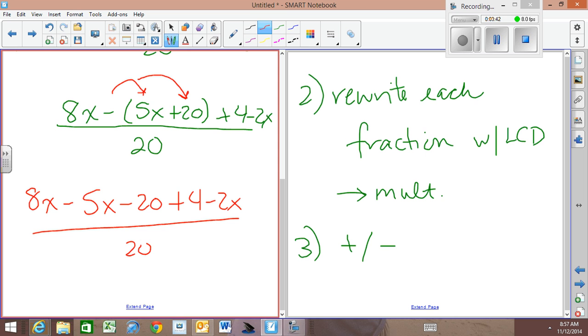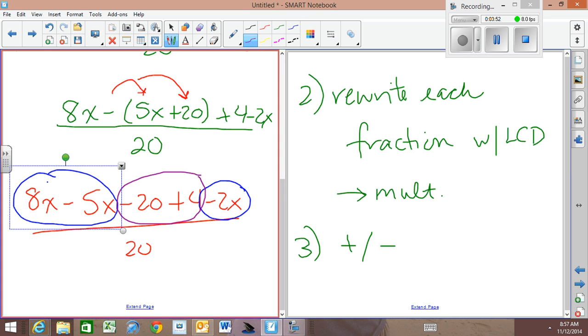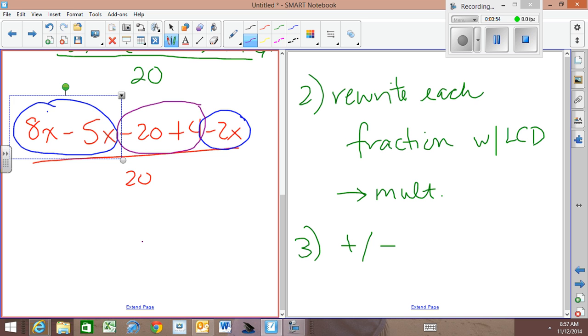And now I'm just going to work to combine like terms. I can combine my x terms, and I have 3 of them, and I can combine my numbers. I have 2 of them. So 8x minus 5x minus 2x, I'm left with just 1x. Minus 20 plus 4, I'm left with minus 16 divided by 20.